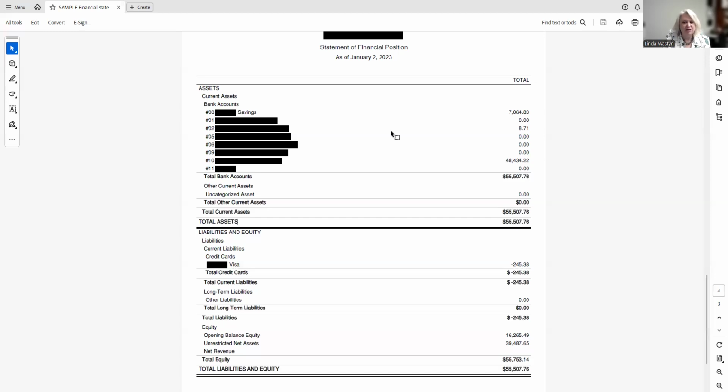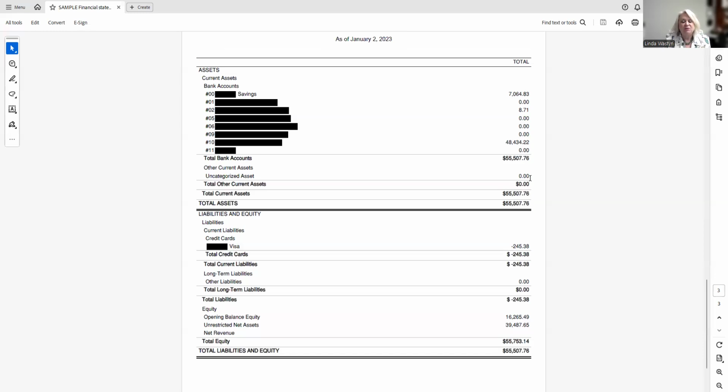They don't have any real estate. So basically what they own are their bank accounts. This one had numerous bank accounts. That's how they track their different grants. So their savings account had 7,000 in it. Their different bank accounts, some had very little in them. This one, their largest one, had 48,000. So they had $55,000 to their name as of January 2nd, 2023.